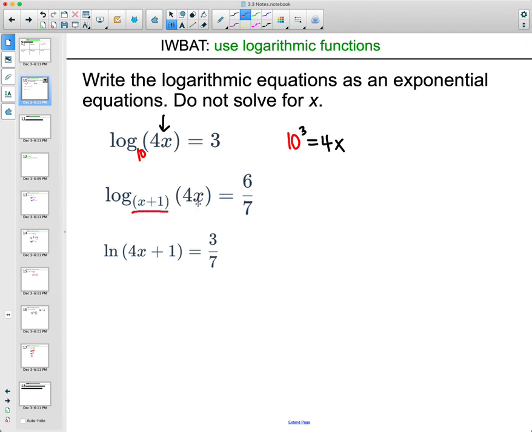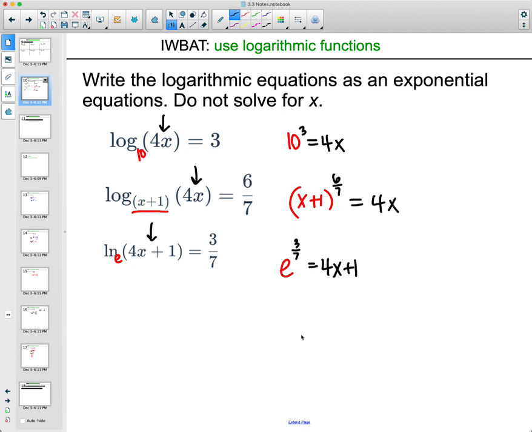So again, find the base, that will stay the same. So we'd have an x plus 1 base. And then the output becomes the exponent, and then equals this input. So x plus 1 to the 6/7 equals 4x. Looking for the base here on the natural log, the base is e, so our exponential base will stay the same. Output becomes the input. Input becomes the output.